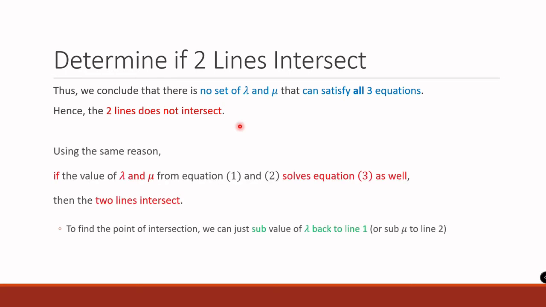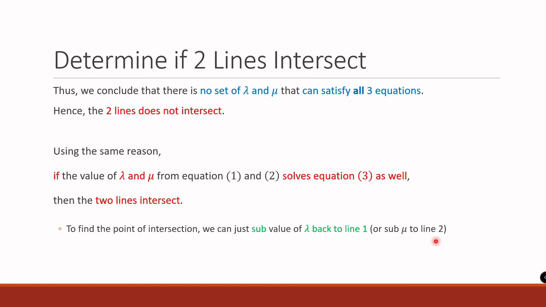In the same way, let's say the lambda and mu that you found from equations 1 and 2 manage to solve equation 3. Then I can say that we got a solution. The solution will be the point of intersection, therefore the two lines will intersect. But we haven't really found the point. So how do we find the point? We just need to substitute the value of lambda back into line 1. Or in the same way, you can substitute mu into line 2 also.